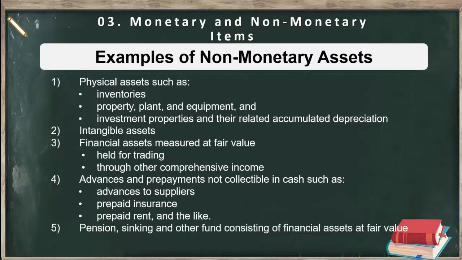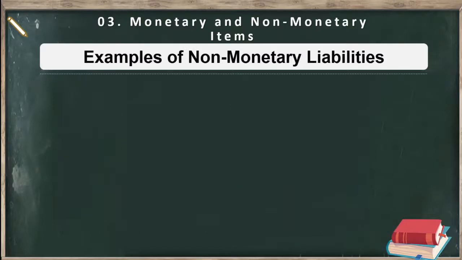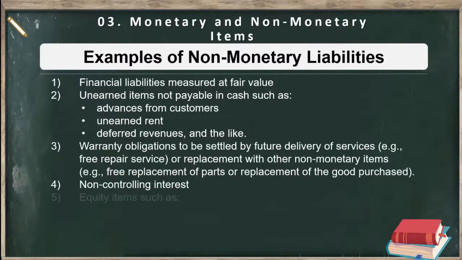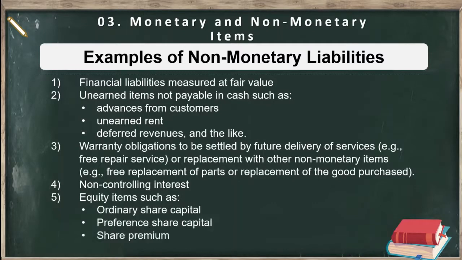Then we have pension, sinking, and other fund consisting of financial assets at fair value, and we have goodwill. For non-monetary liabilities, we have financial liabilities measured at fair value, unearned items not payable in cash, such as advances from customers, because we're obligated to provide the service or provide the products kung realize na advances from customers. So these are unearned income.